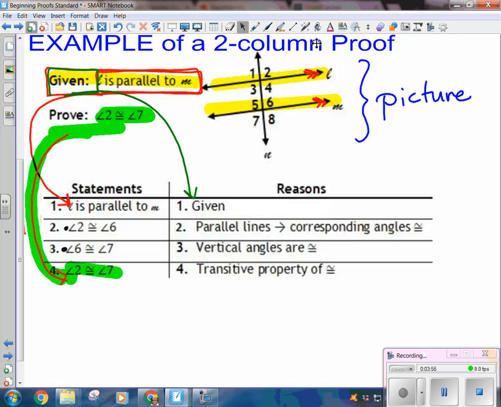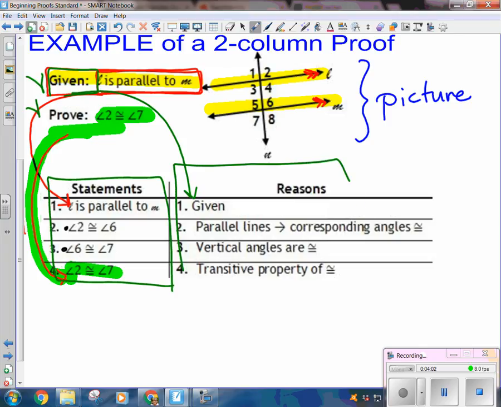So we have a picture, we have a given statement, we have a proof statement, and then we have a 2-column proof. Column of statements, column of reasons, okay? The biggest thing about geometry is you cannot assume anything.